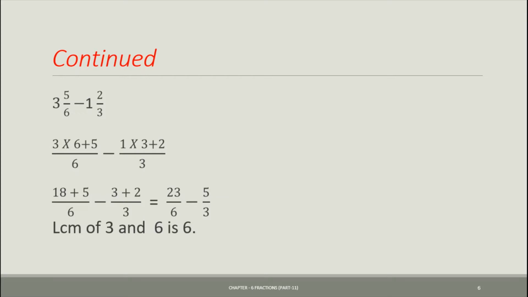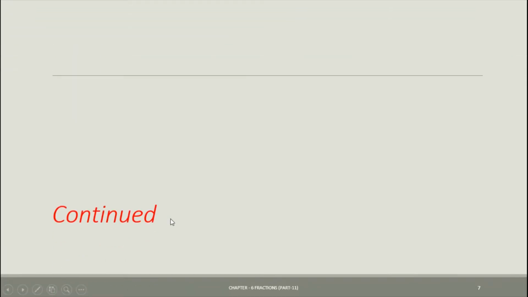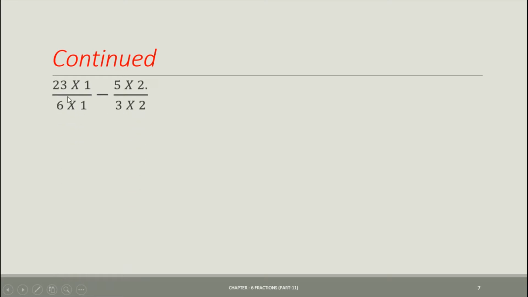Now we'll come to our next step, where we will convert each fraction to an equivalent fraction where denominator is equal to our LCM. Here we have 6. Okay, so now scholars will take first fraction, that is 23 by 6. Since we can see that here we have denominator which is equal to our LCM, so we don't have to do anything. We will just multiply numerator and denominator with 1. Okay, minus, we'll take next fraction, that is 5 by 3.